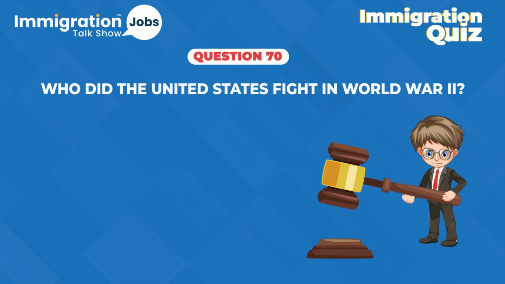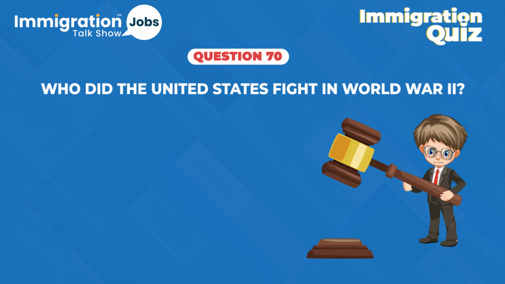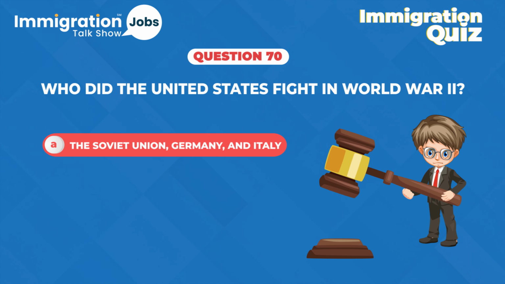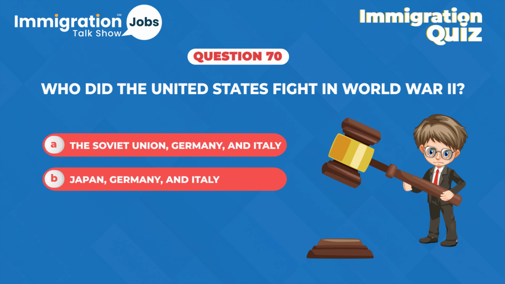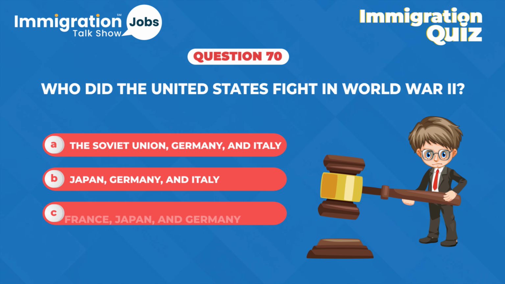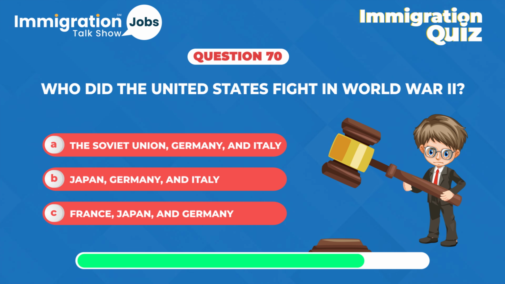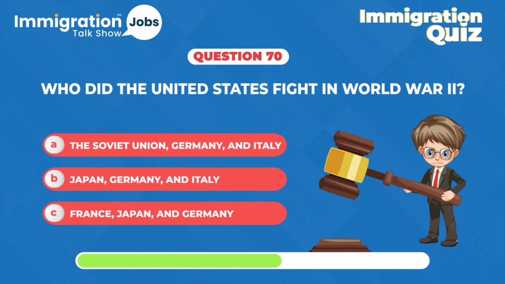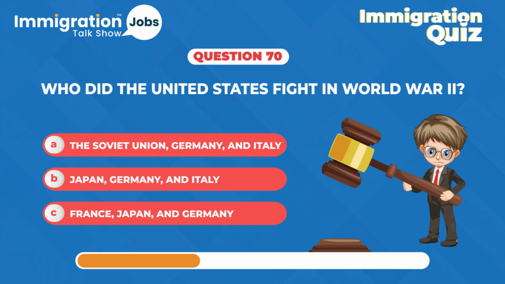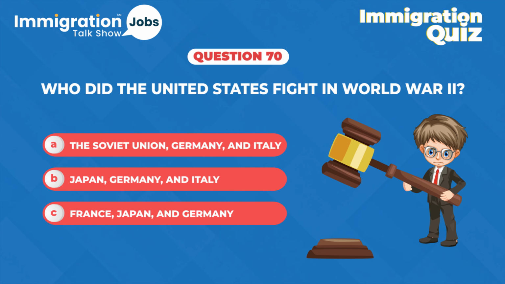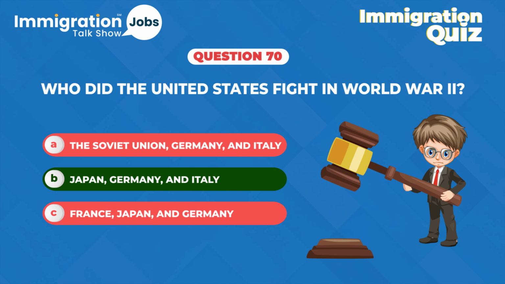Who did the United States fight in World War II? Option A, the Soviet Union, Germany and Italy. Option B, Japan, Germany and Italy. Or option C, France, Japan and Germany. And the correct answer is option B, Japan, Germany, and Italy.